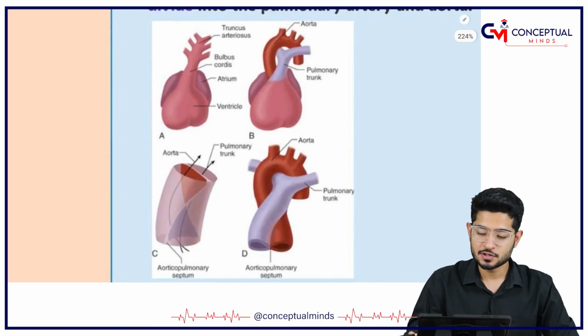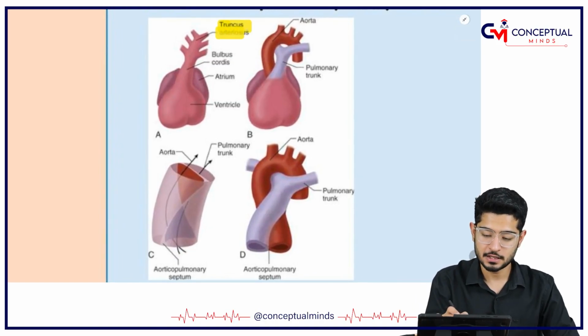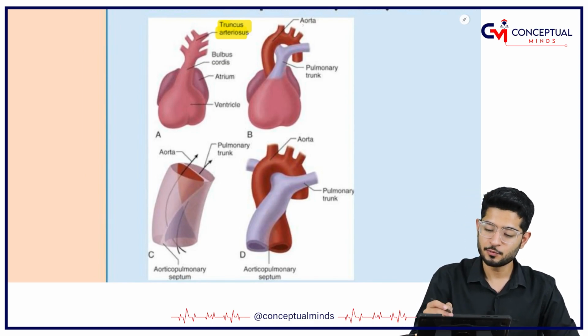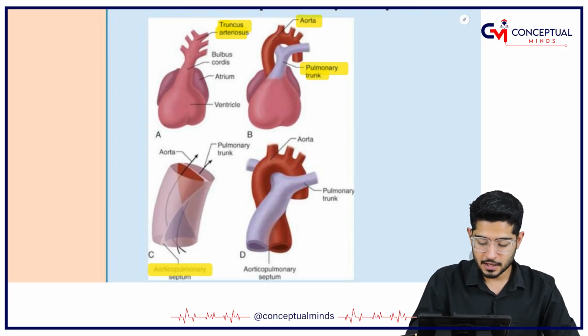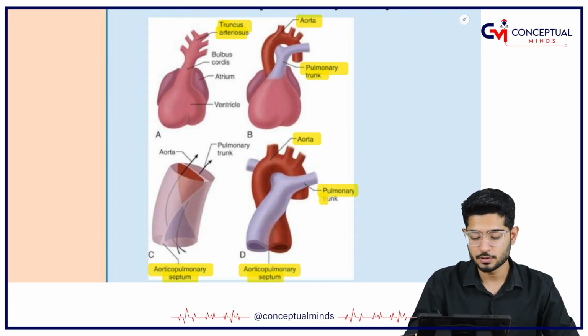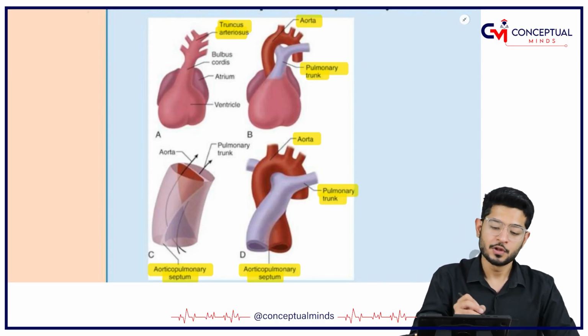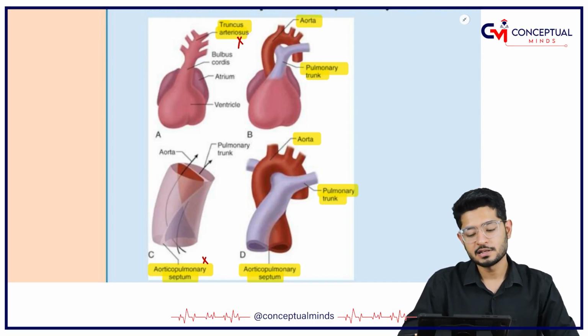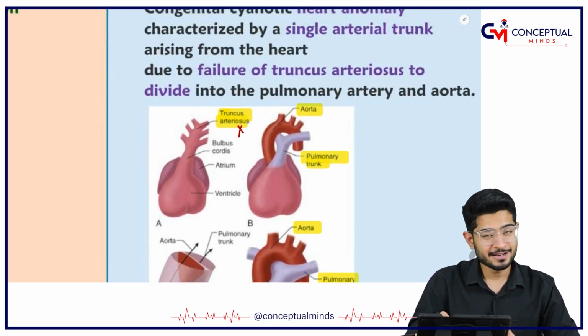Okay. So normally, if I just show you, this is the Truncus arteriosus, and you can clearly see there's the aorta and there is the pulmonary trunk, because of the presence of this aorticopulmonary septum. This aorticopulmonary septum develops from the Truncus arteriosus, and it is going to form the division between the aorta and the pulmonary trunk. So if there is no division of the Truncus arteriosus, there is no aorticopulmonary septum, and of course there will be an amalgamation, okay.